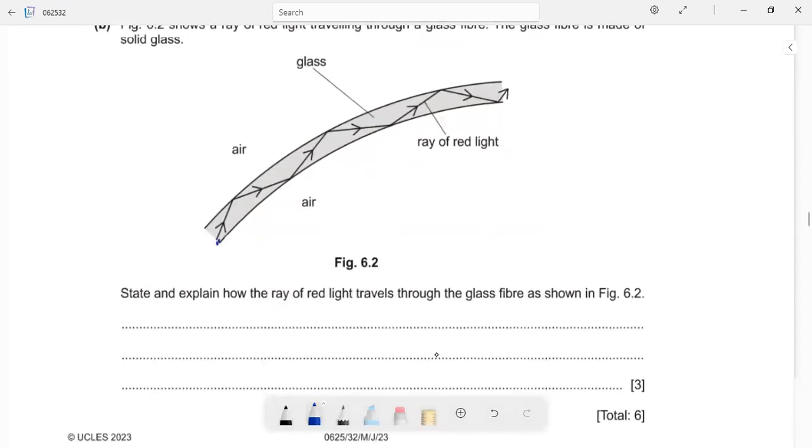So we can see here the ray is getting reflected internally. So the phenomenon that happened here is total internal reflection. So inside, total internal reflection is happening. So why is this total internal reflection happening?